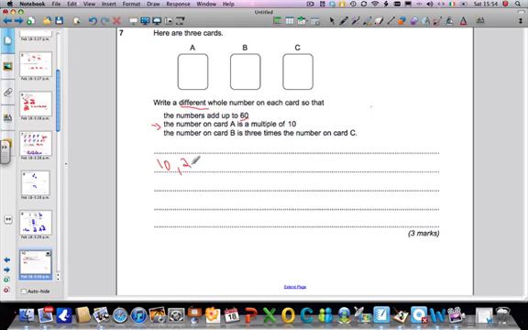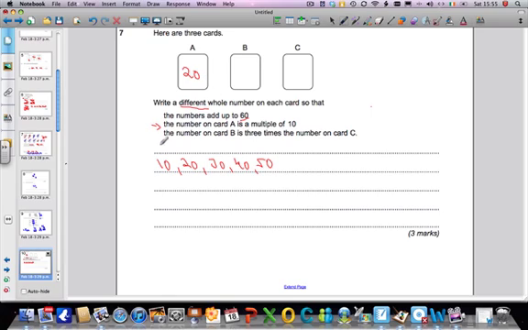The number on card A is a multiple of 10, so what could A be? It could be 10, 20, 30, 40, 50. It could be any of these numbers here. It can't be 60 or bigger, because if it was 60, that means both of these cards would be 0, and that means they're not different. And anything bigger than 60 obviously will add to more than 60. So that's no good.